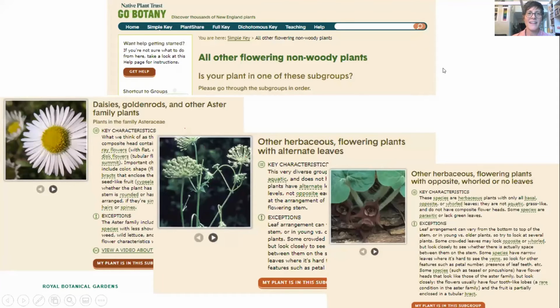Once you go in there, it asks you to further categorize it. So is it something that's in the daisies, goldenrods, and other asters? And if you're not sure what makes that, they give you the definition again. Is it in other herbaceous flowering plants with alternate leaves? I think that's what we've got. But always check all your options before you pick one. Is it in other herbaceous flowering plants with opposite, whorled, or no leaves? It is definitely not that. It's the one with alternate leaves. So you click the button that says my plant is in this subgroup.